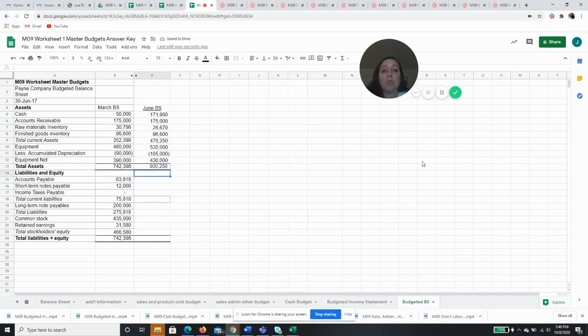All right, that's the number we're shooting for, because even though this is a budgeted balance sheet, our assets still need to equal our liabilities plus equity. You can't escape it. It is a forever truism of accounting.